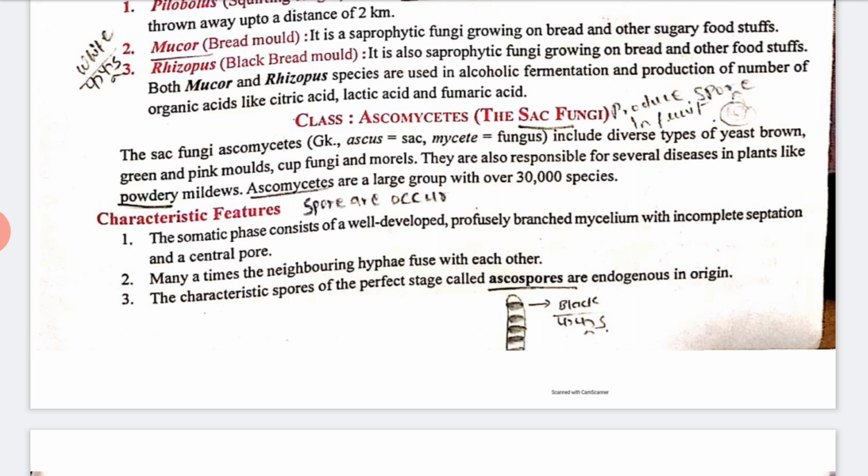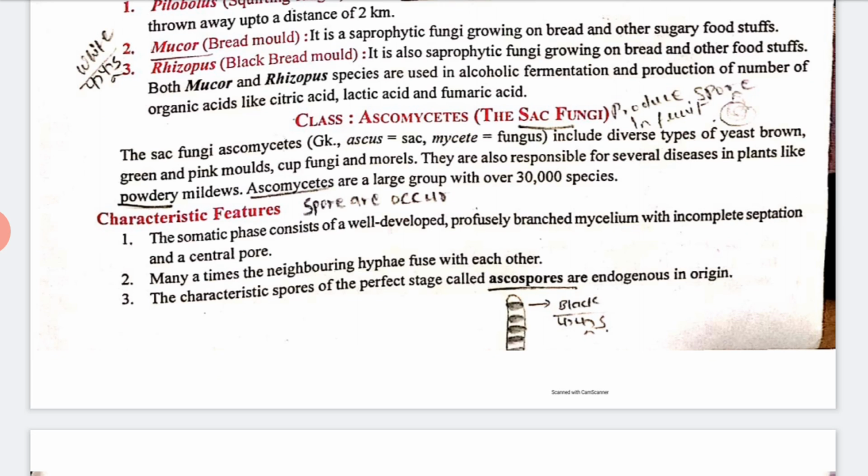The cup fungi and morels are also included. They are also responsible for several diseases in plants, like powdery mildew. Have you seen that powdery substance on the plant? Yes. Ascomycetes are a large group with over 30,000 species. That is, the plant is covered with spores, and spores occur by this disease. Okay, by this type.